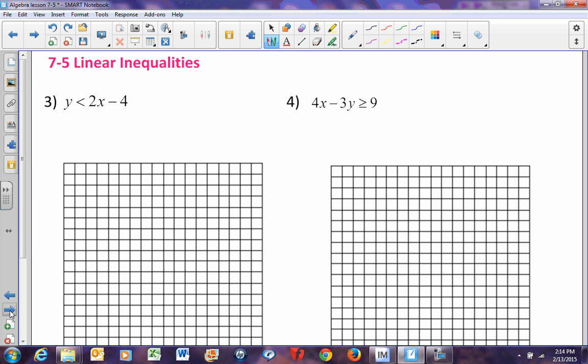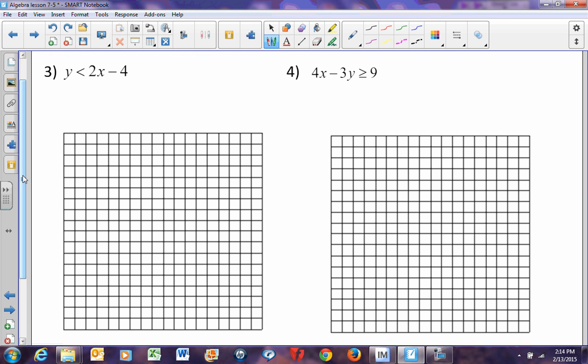Let's skip 3 and go to 4. Oh, let's do 3 here. Well, might as well. Good practice. All right. Again, I'm going to use slope-intercept. Okay, there's my x. There's my y. So I cross the y-intercept at negative 4. 1, 2, 3, 4. My slope is positive 2, up 2 over 1, up 2 over 1, up 2 over 1. Okay. I wanted to dash my line.